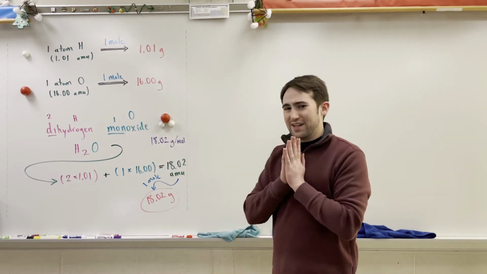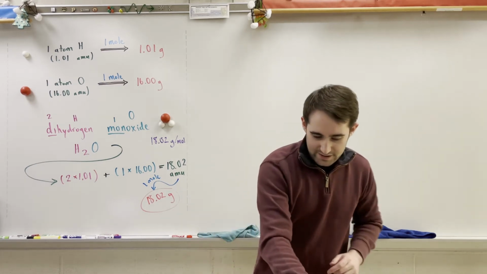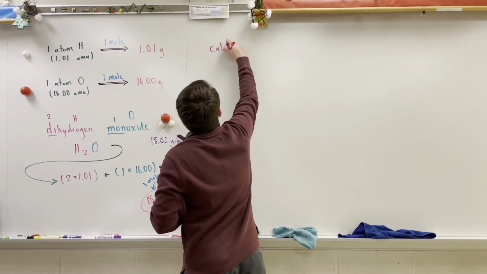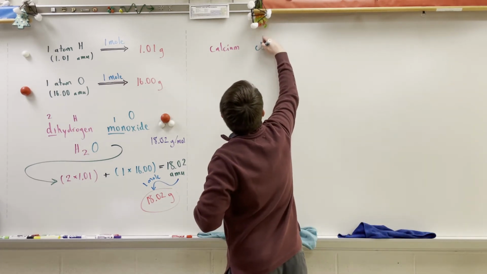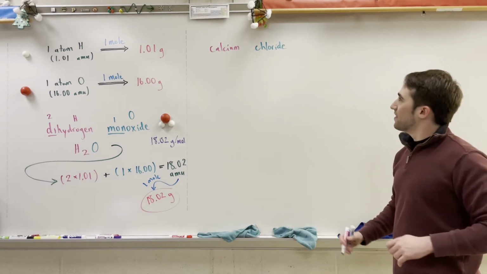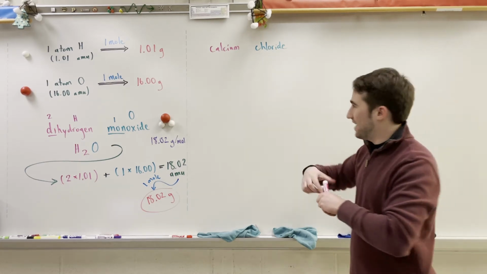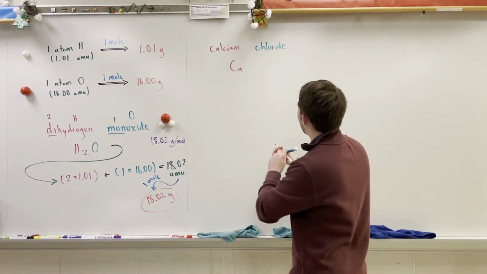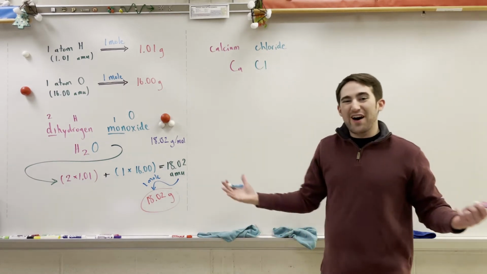Okay, let's try another example. It's going to get a little bit trickier. Let's look at calcium chloride. Calcium chloride. Okay, no prefixes here. This is a metal and a nonmetal put together, so this is an ionic compound. So in order to make the right formula, I can't just be like, okay, calcium, that's Ca, and then chloride, Cl, and they'll be fine together.